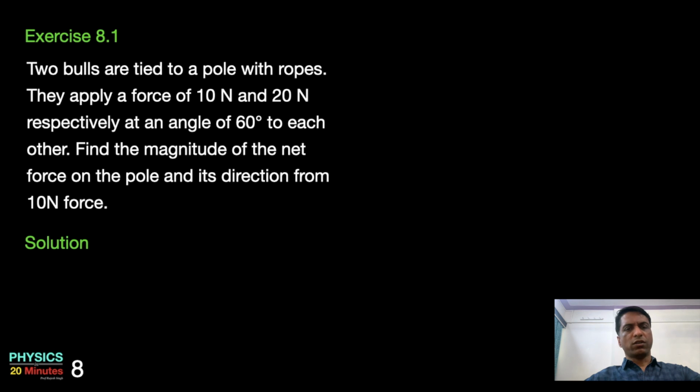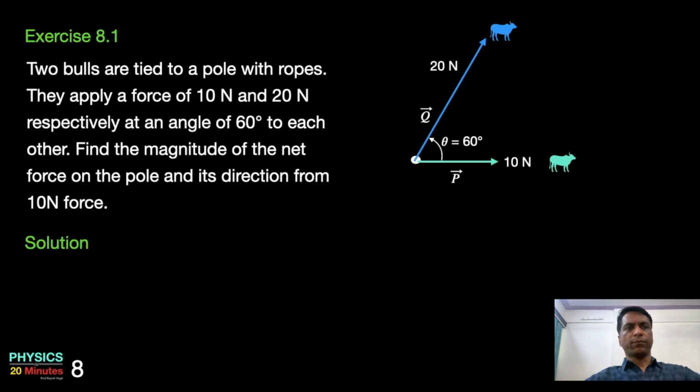We should always draw a diagram in such cases. Let's try drawing a rough sketch of the situation. Let this dot represent the pole to which the bulls are tied. This is the first bull. It's applying a force of 10 Newton. Let this be represented by vector P. This is another bull which is applying a force of 20 Newton. Let this be represented by a vector Q. The angle between them is 60 degrees. So P is 10 Newton, Q is 20 Newton and theta is 60.